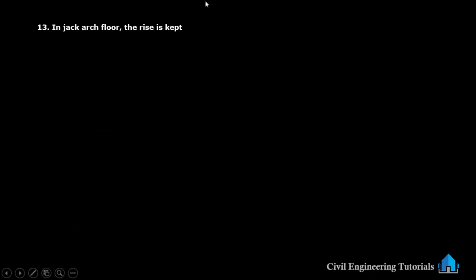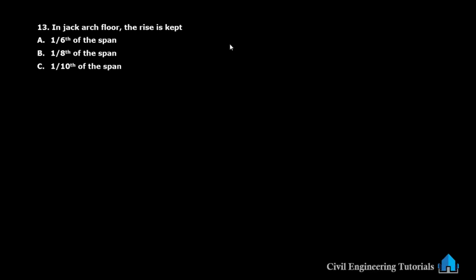Next question. In jack arch floor, the rise is kept option A 1/6 of span, option B 1/8 of the span, option C 1/10 of the span, and option D 1/12 of the span. So the answer is 1/12 of the span. In jack arch floor, the rise is kept 1/12 of the span.